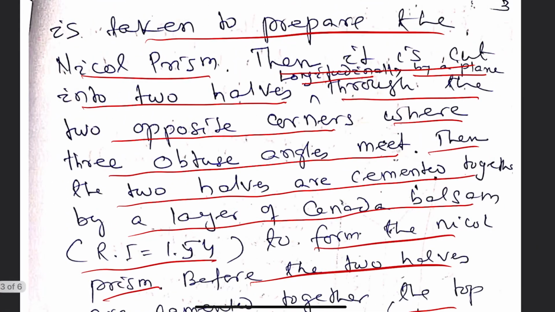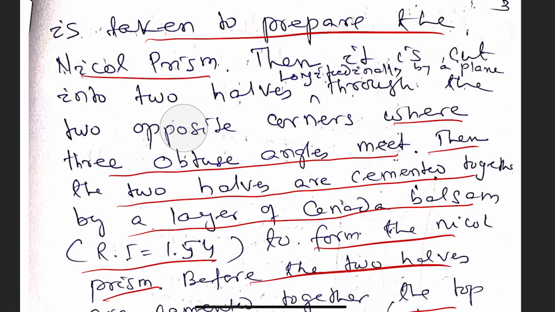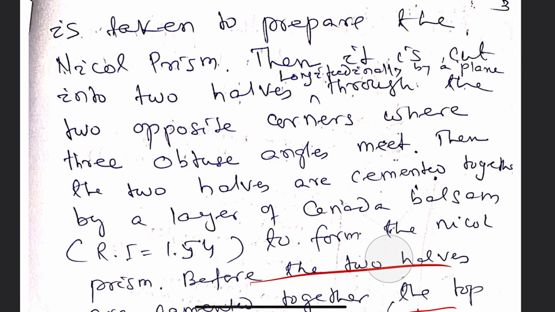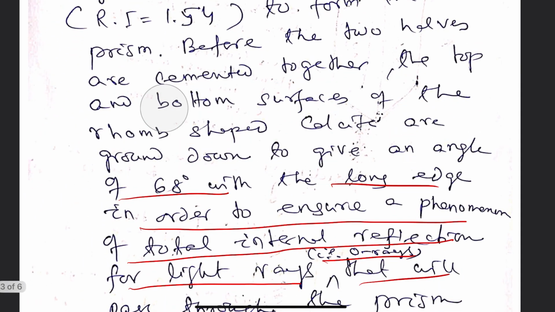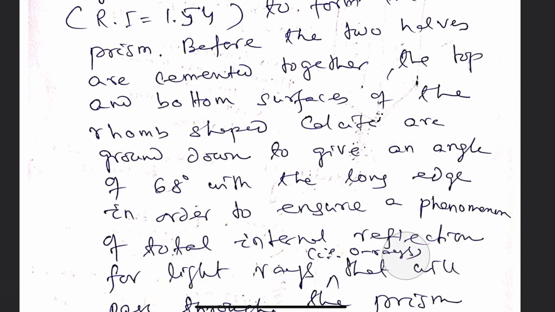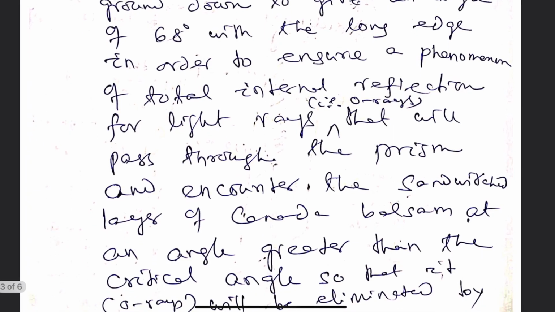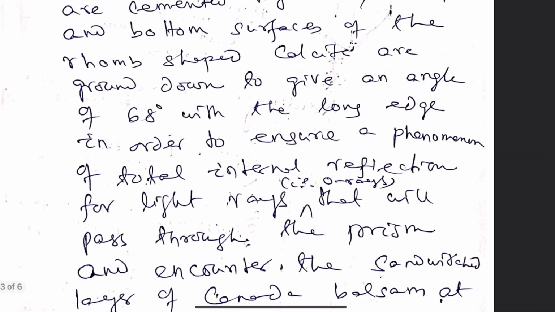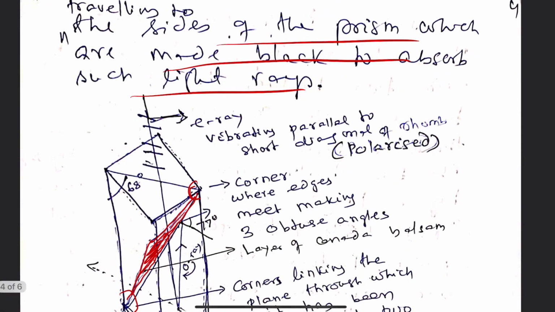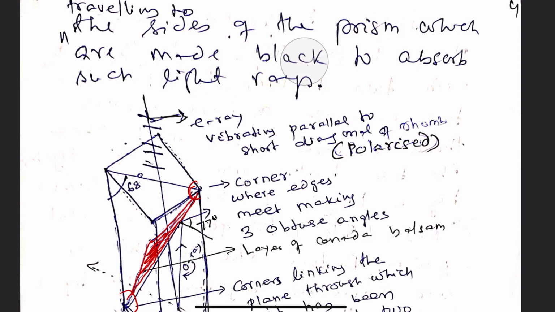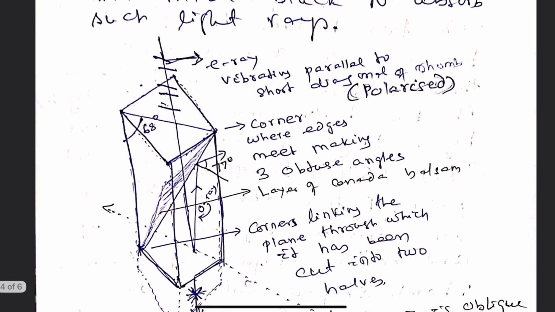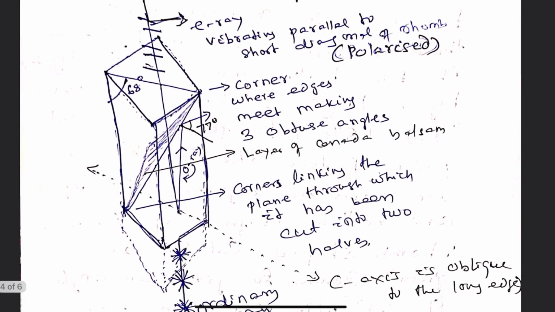So the aim is to eliminate one of the light rays and allow the other set of light rays. That's why the Canada balsam layer is being inserted in between, so that the two rays produced from a single set of incident rays, that is the O ray and E ray, are well separated from each other.